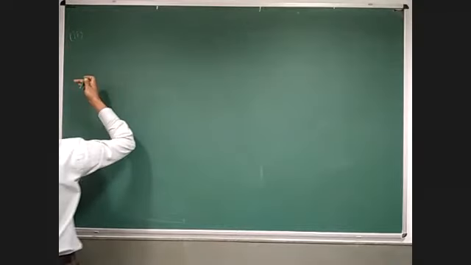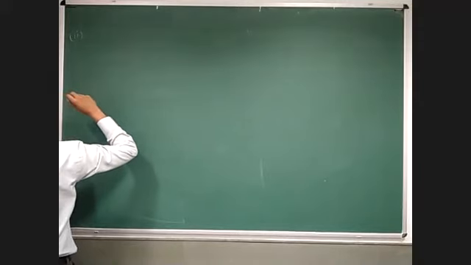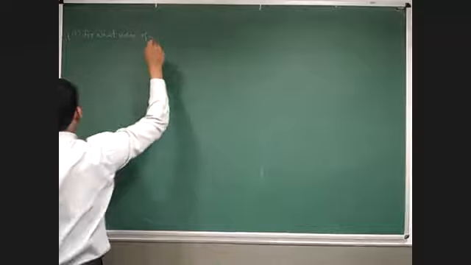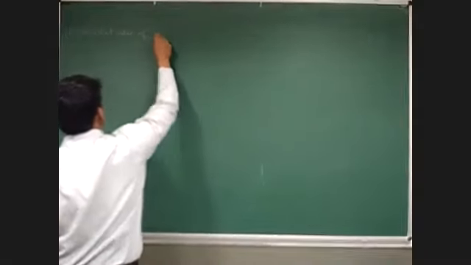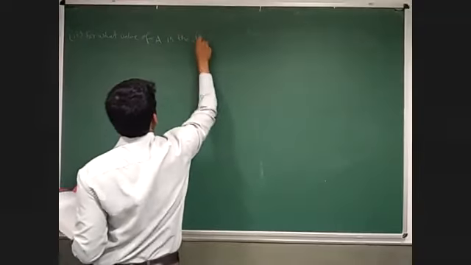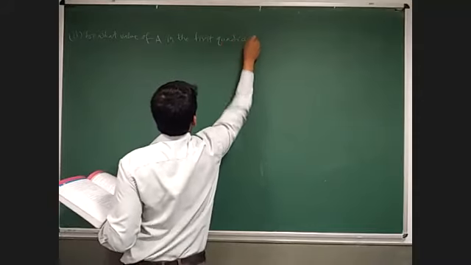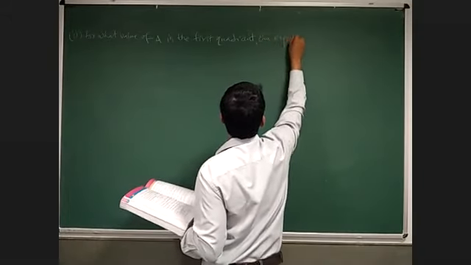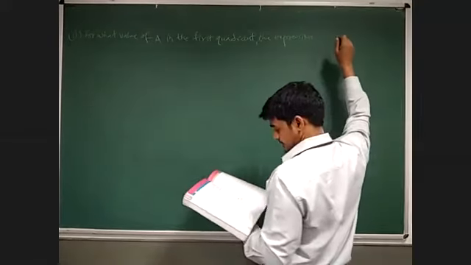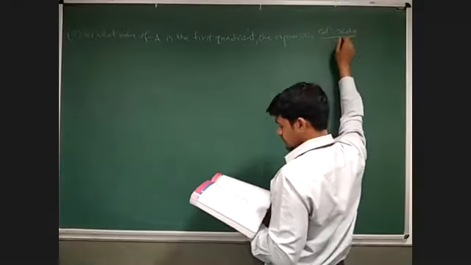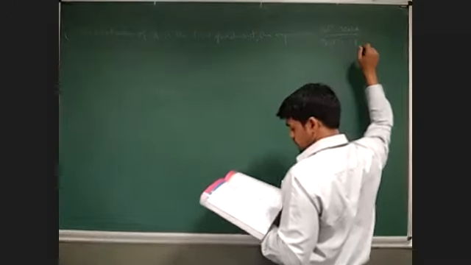The next question is: for what value of a in the first quadrant is the expression cot cube a minus 3 cot a over 3 cot square a minus 1 positive?